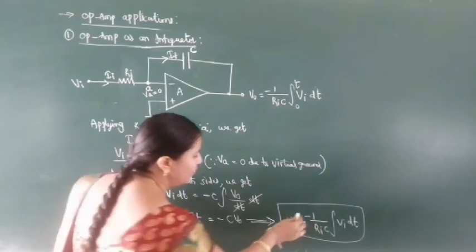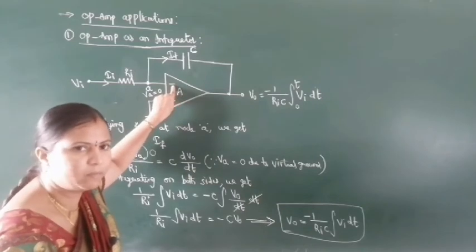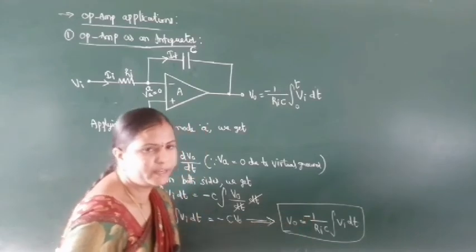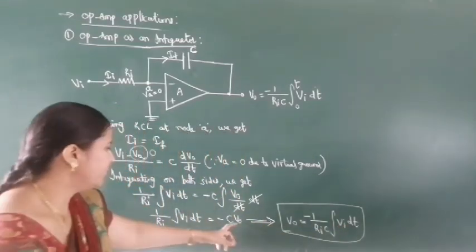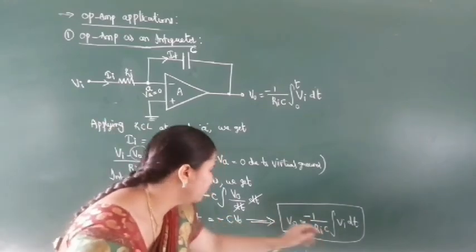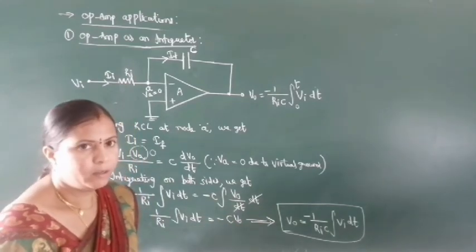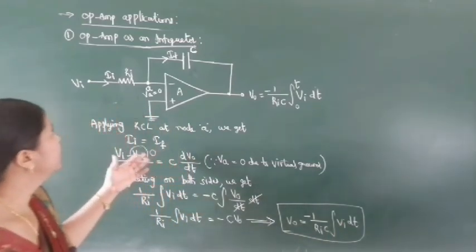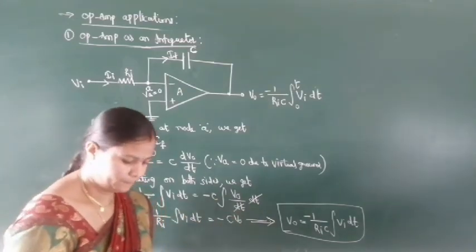Why do you get a negative sign here? The input signal is connected to the negative terminal, that is the inverting terminal, so at the output you are getting negative voltage. So Vo equal to minus 1 by Ri into C integral Vi dt. The output voltage is the integration of the input signal Vi. So this is the circuit of the operational amplifier as an integrator and its output voltage.